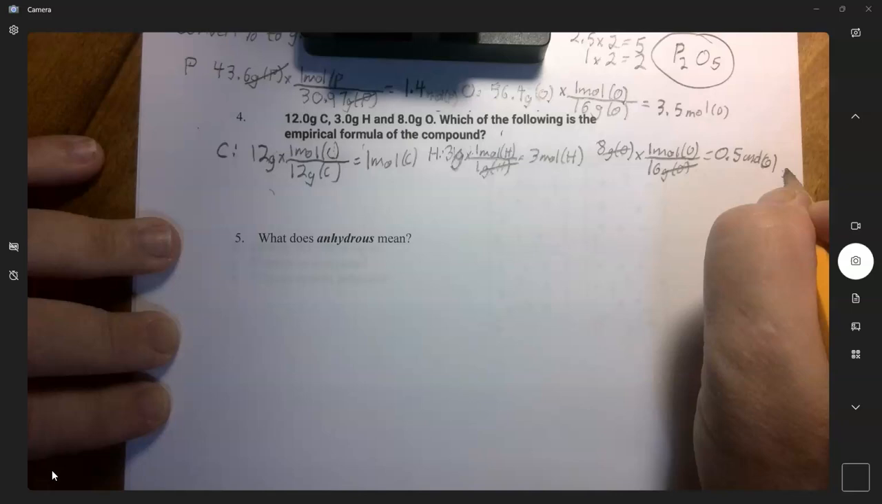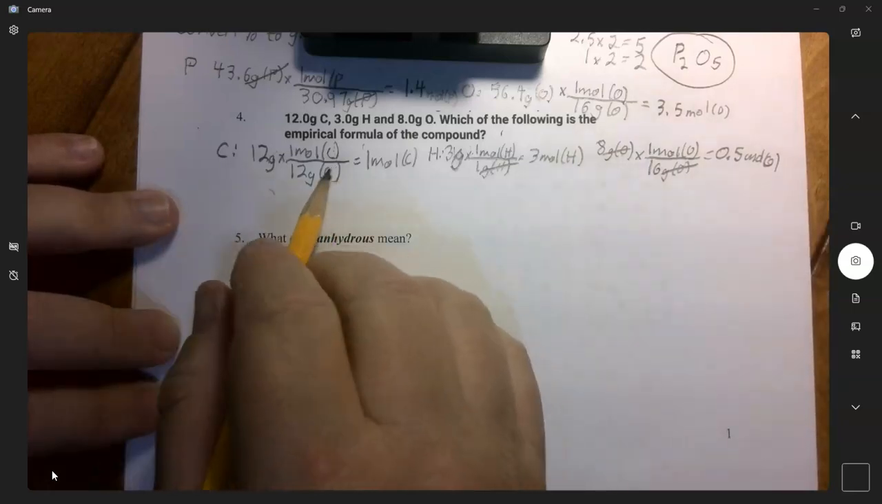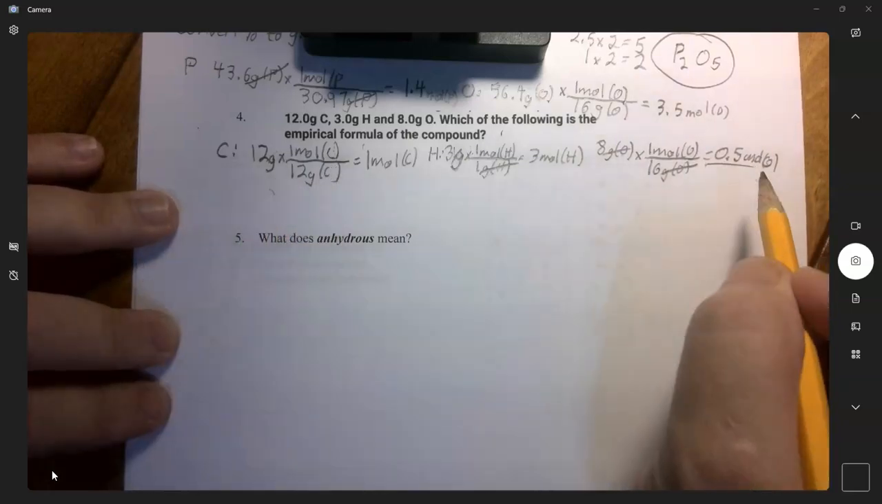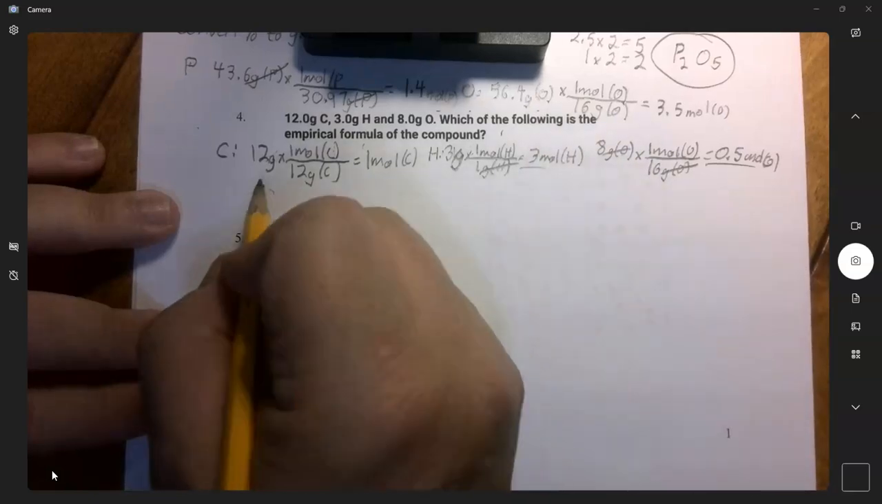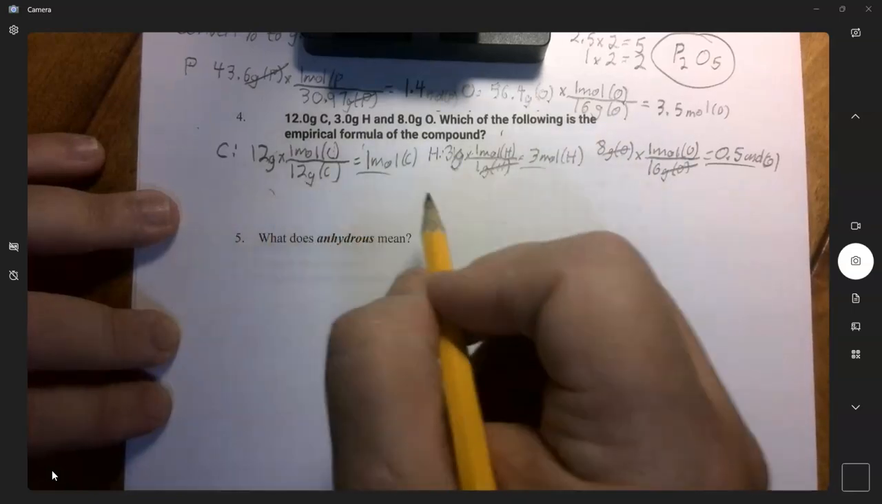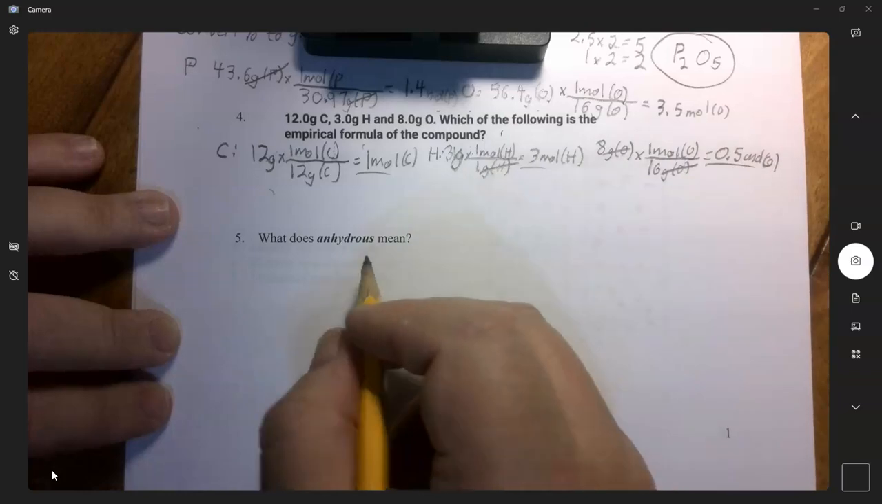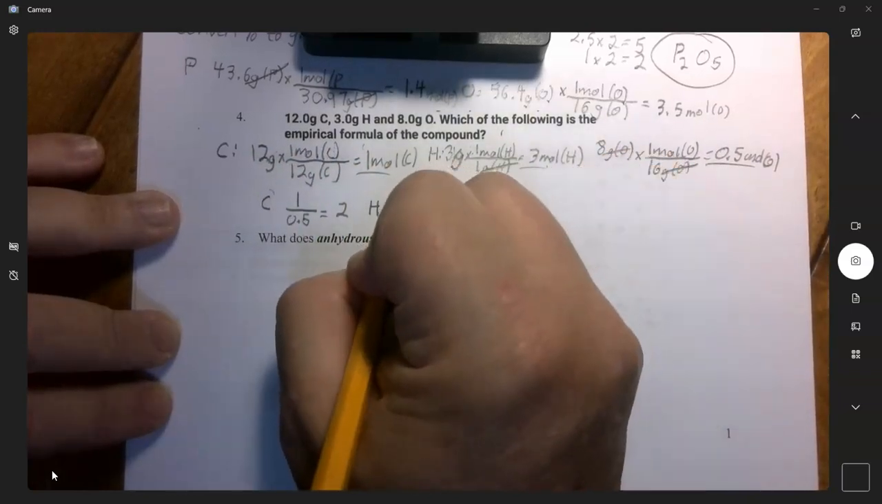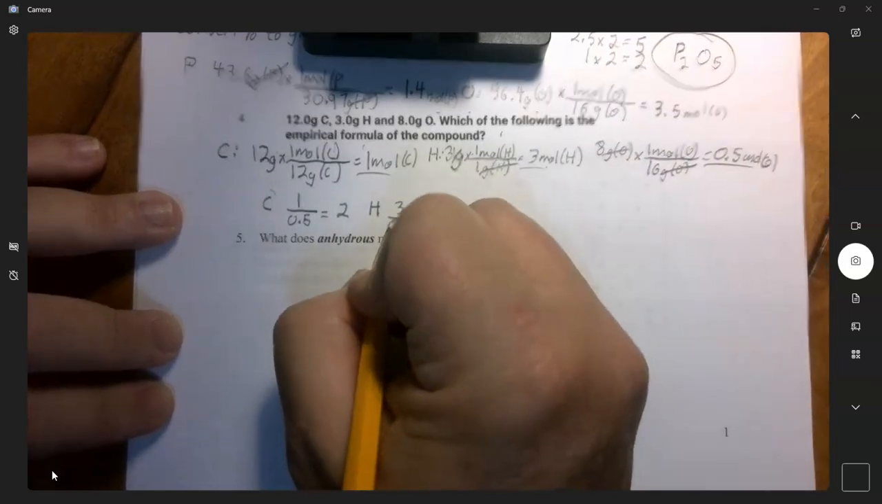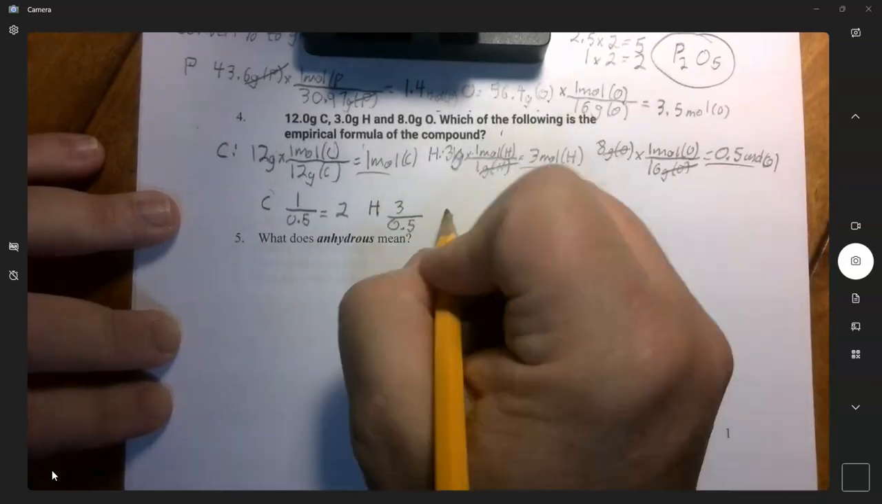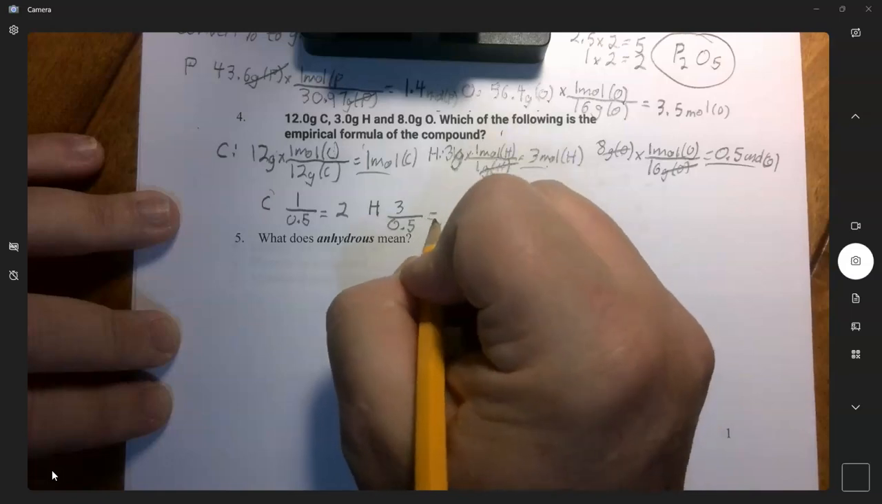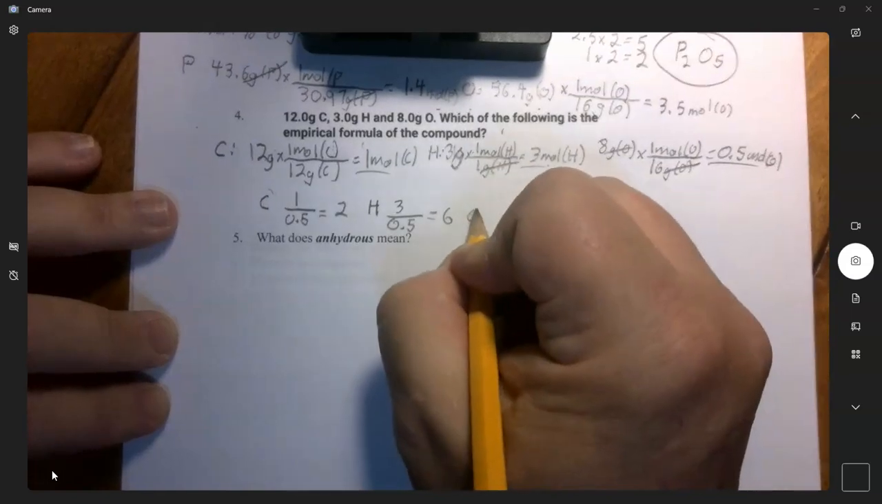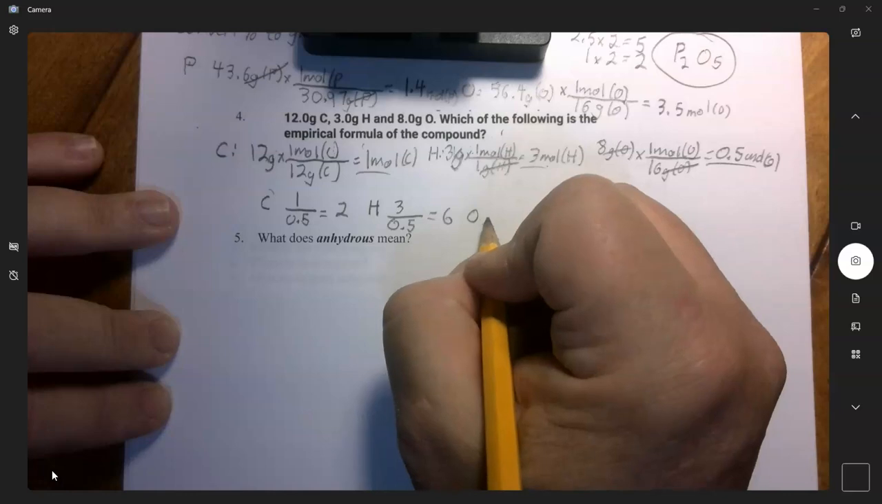So I'm going to drop the units of measure. You don't need to use them. So carbon, the smallest number is 0.5. 1 mole there, 3 moles there, 0.5 moles. So for carbon, hydrogen is 3 moles over 0.5, which equals 6. And oxygen is 0.5 over 0.5.